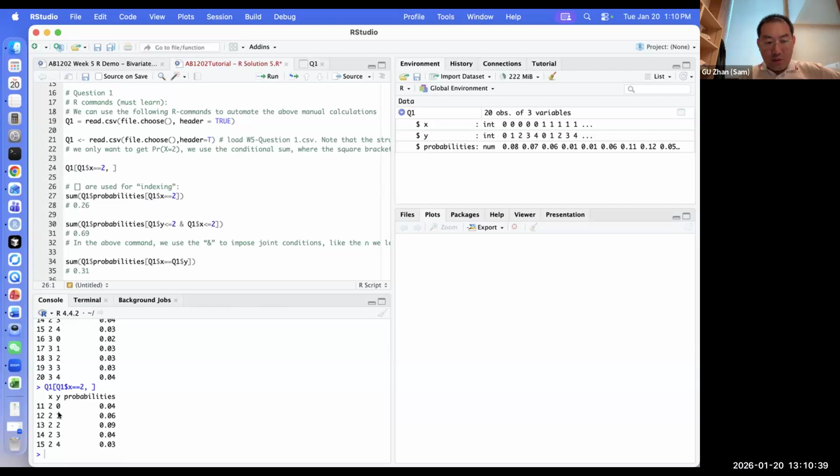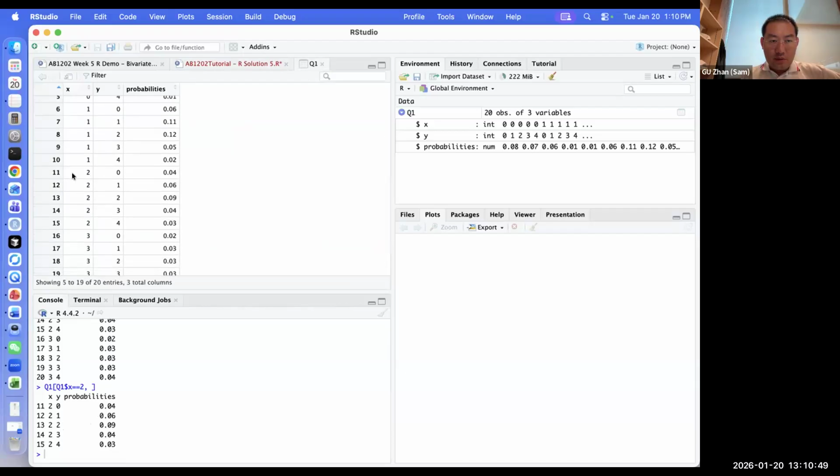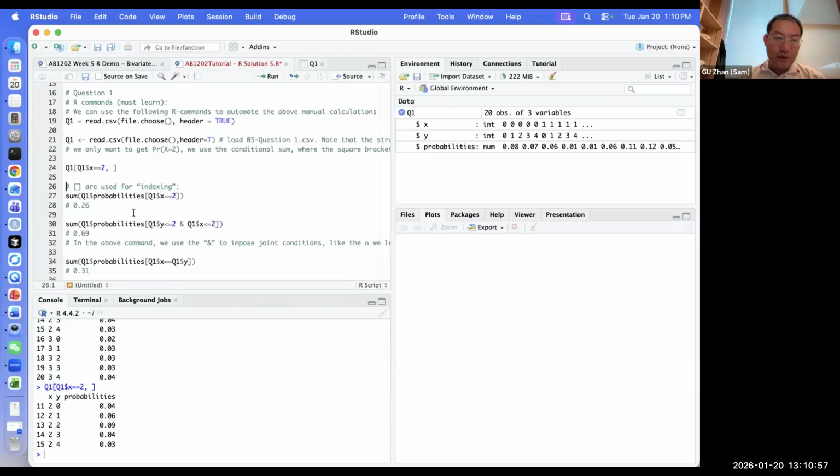Then y is 0, 1, 2, 3, 4, and there is the probability. So I'm going to see x equals 2 in rows 11, 12, 13, 14, 15. Yeah, so this is a subset that we have obtained.